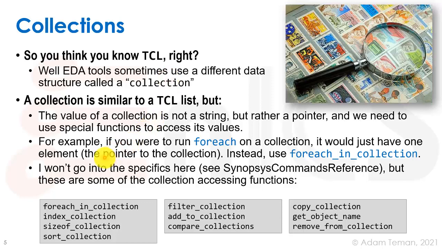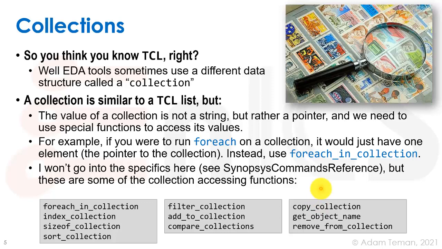And we can use things, so instead of using such a thing as foreach, which we would use to iterate over the members of a Tcl list, which is just going through strings with a space between them to differentiate between the members, we're going to use something like foreach_in_collection, which will take the pointer and see what the members are inside, and then iterate over the different members of that collection, and so forth. So all of these are similar to our regular Tcl functions, but they work on collections instead of on standard strings.